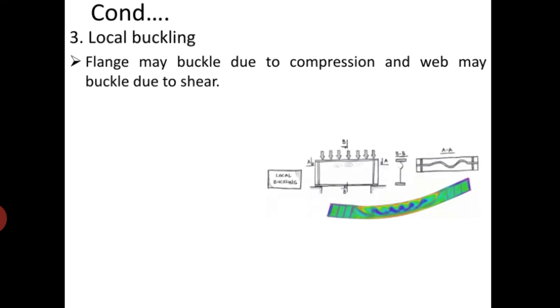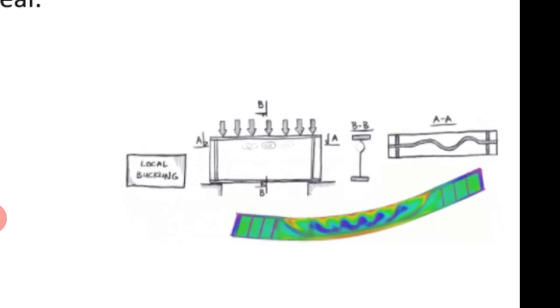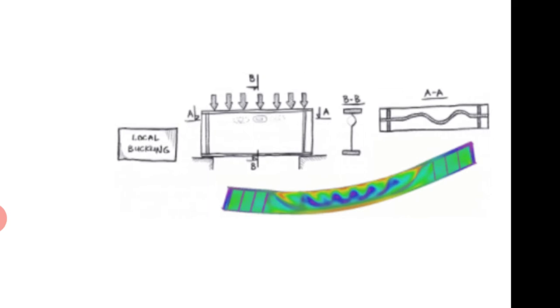See, look at this picture. Here the failure of the compression flange as well as the web has taken place. Look at this I section beam. It is being loaded vertically, taking a load transversely. This is the longitudinal axis of the beam, and the section is taken at section AA. It shows the local failure on the flange of the beam.